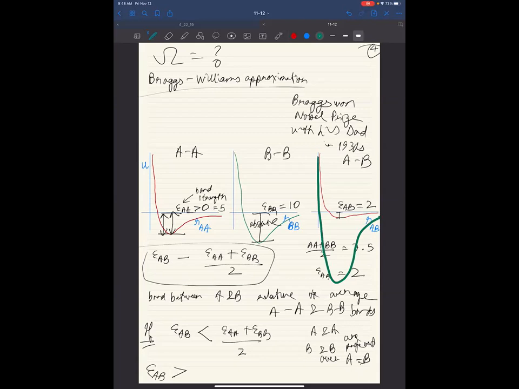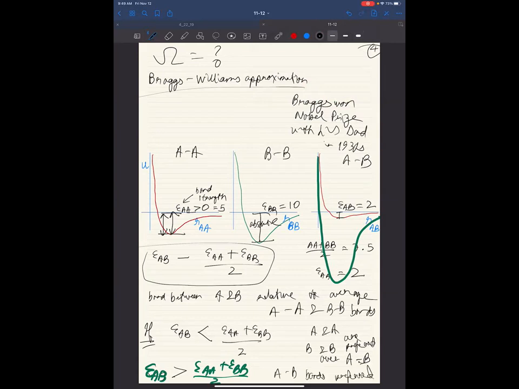So, and I will write this in deep green color so you can see what it corresponds to. AB bonds preferred.